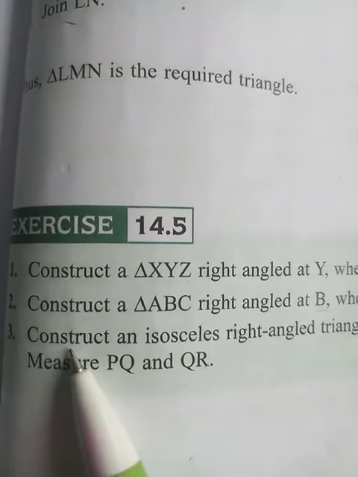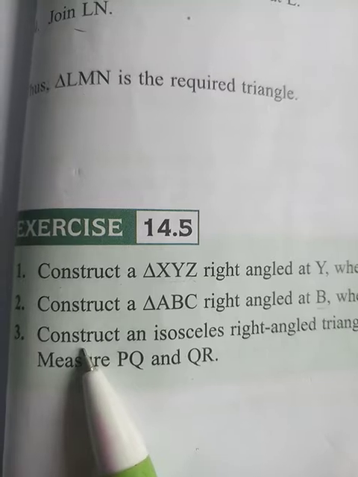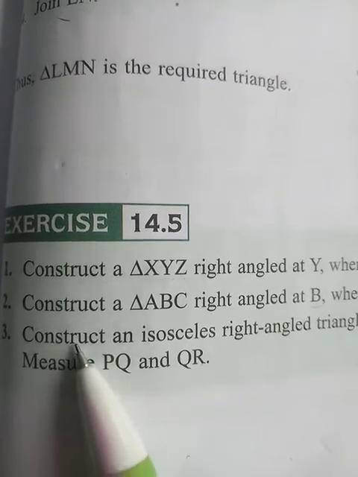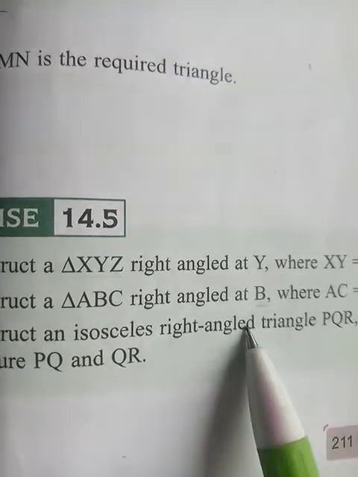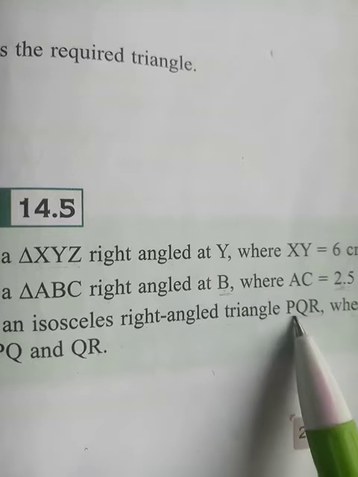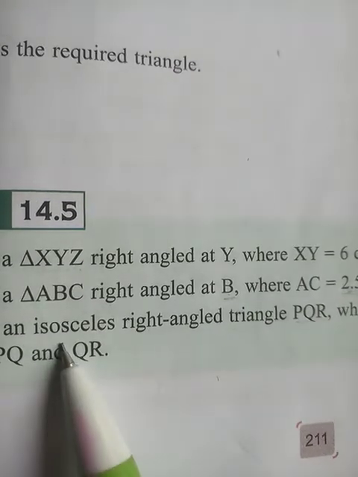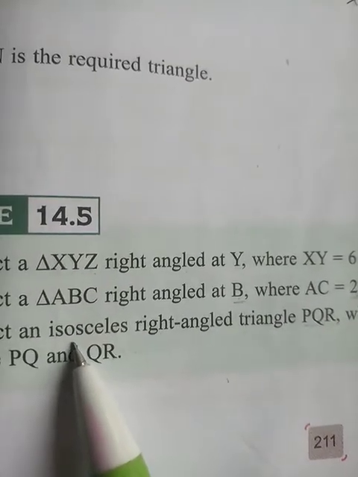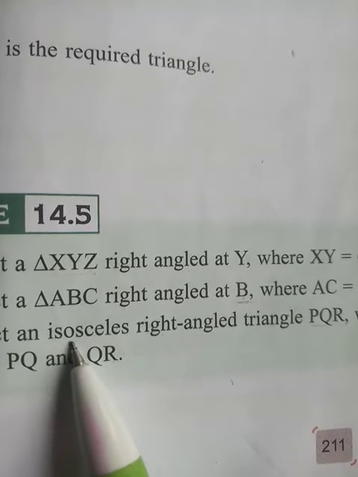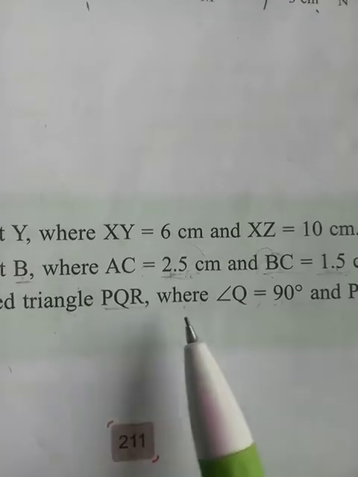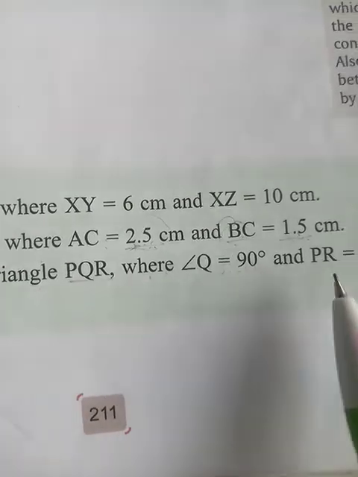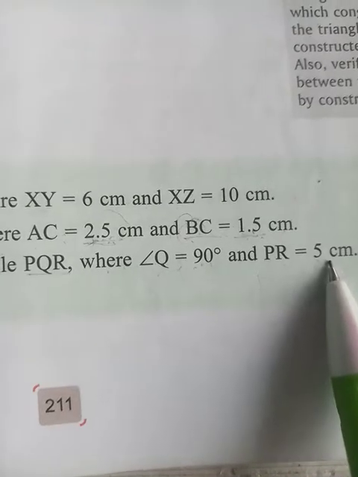Now we need to talk about sum number 3, but it is a little complicated, so you need to understand this carefully. Construct an isosceles right angled triangle PQR. So PQR will be a right angled isosceles triangle. Isosceles triangle means two sides should be equal to each other, where angle Q will be equal to 90 degree, and PR will be 5 centimeter.